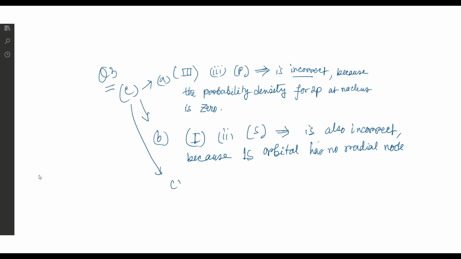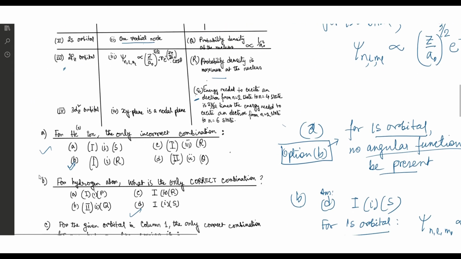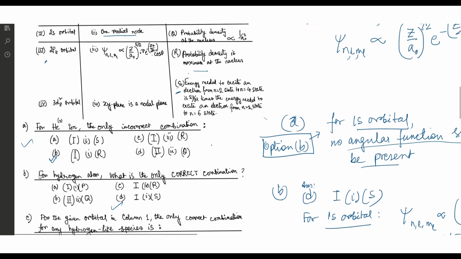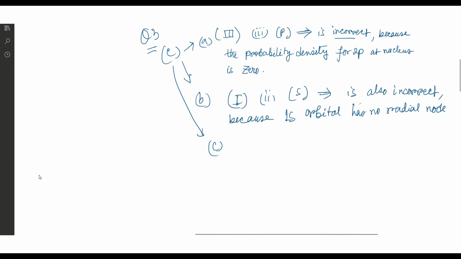Part C, see what it says. Part C, here, 4 R. 3D z square orbital, xy plane is a nodal plane. No, it is wrong. Probability density, it must be wrong.